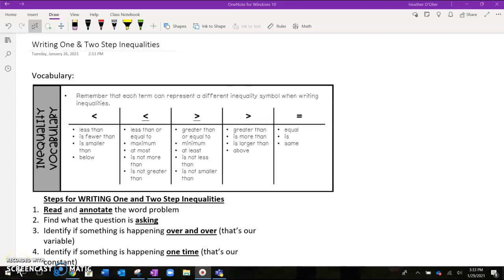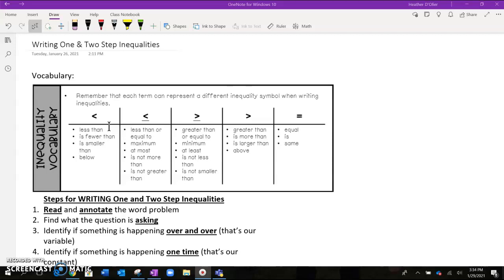It's Mrs. Delier. I'm going to model for you guys some writing 1 and 2 step inequalities. So just to get us in that mindset for it, I've got a little visual here to help us remember what words can correlate with certain inequality symbols. So this symbol right here is a less than symbol. So we have words that could, doesn't mean always, follow with that: less than, fewer than, smaller than, below.